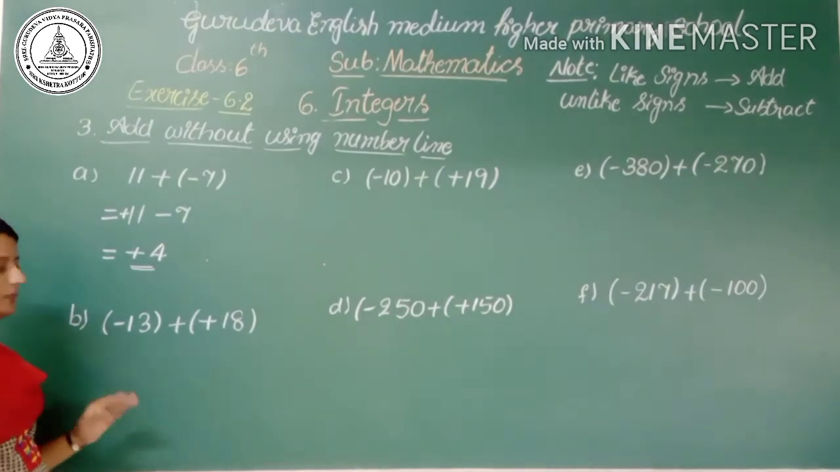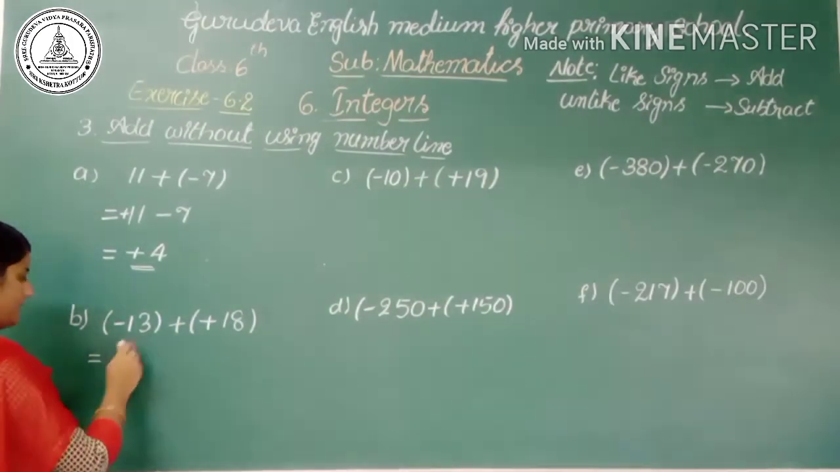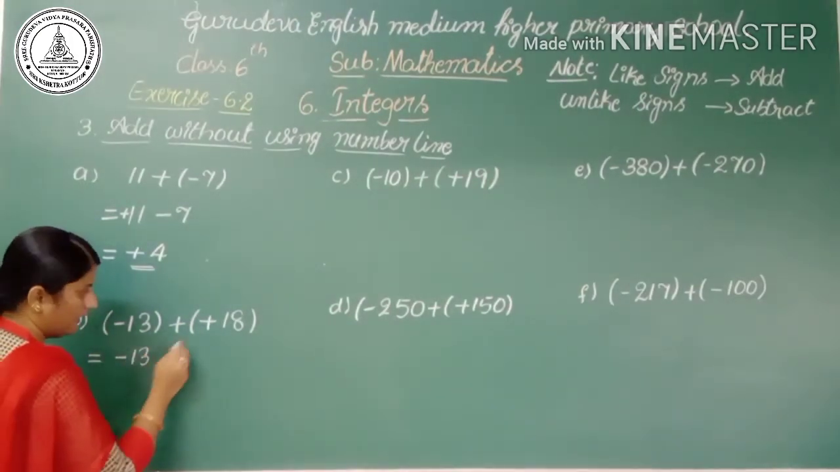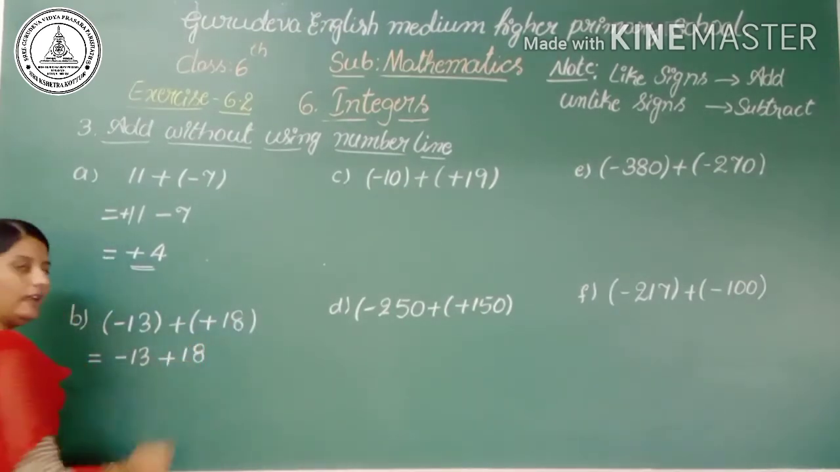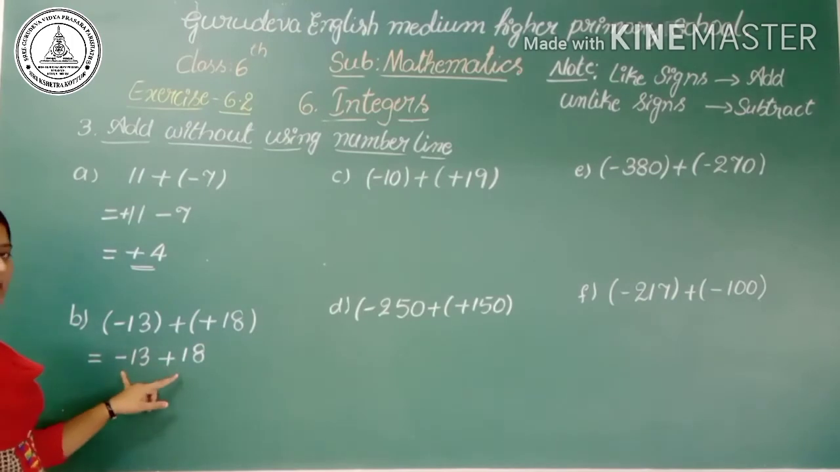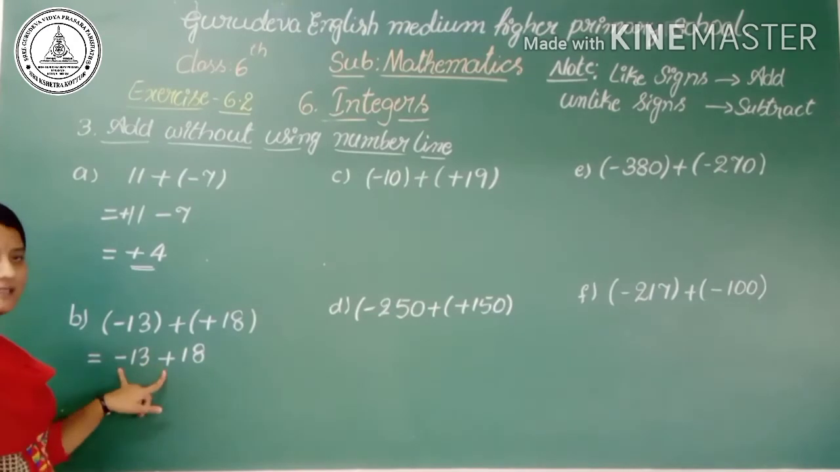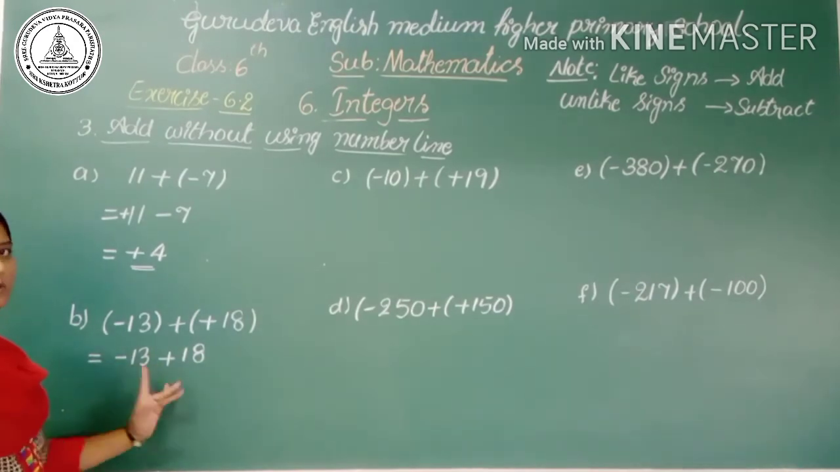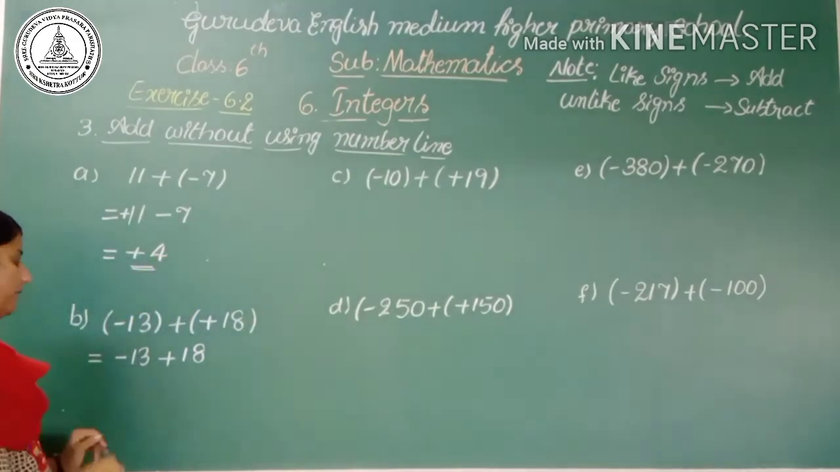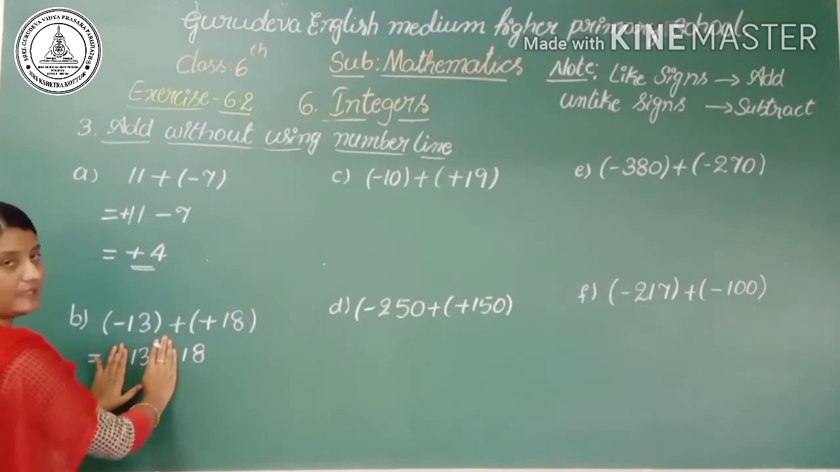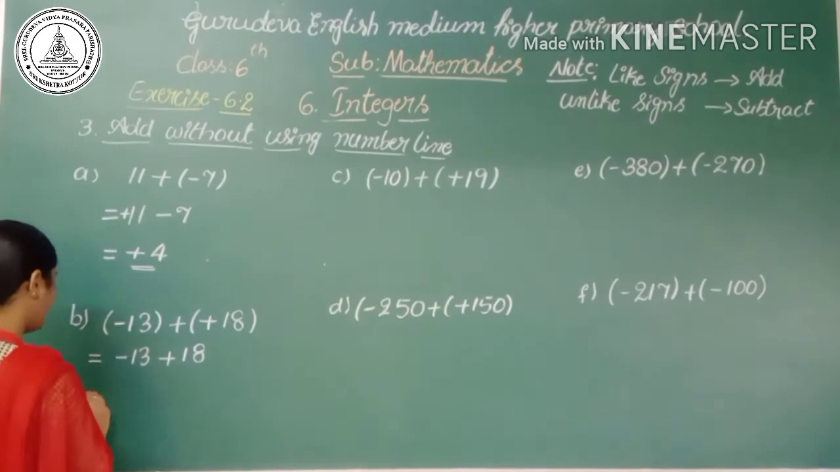Then next, B1. Same thing we have to do: remove the bracket and write the integers, which is equal to first minus 30, then plus of plus 80, plus 80. So here also, see, minus 30 and plus 80. The two integers have unlike signs, minus and plus. These two are unlike signs. So what do we have to do with unlike signs? We have to subtract. When we are subtracting, neglect the signs. 18 minus 13 is how much? That is 5.